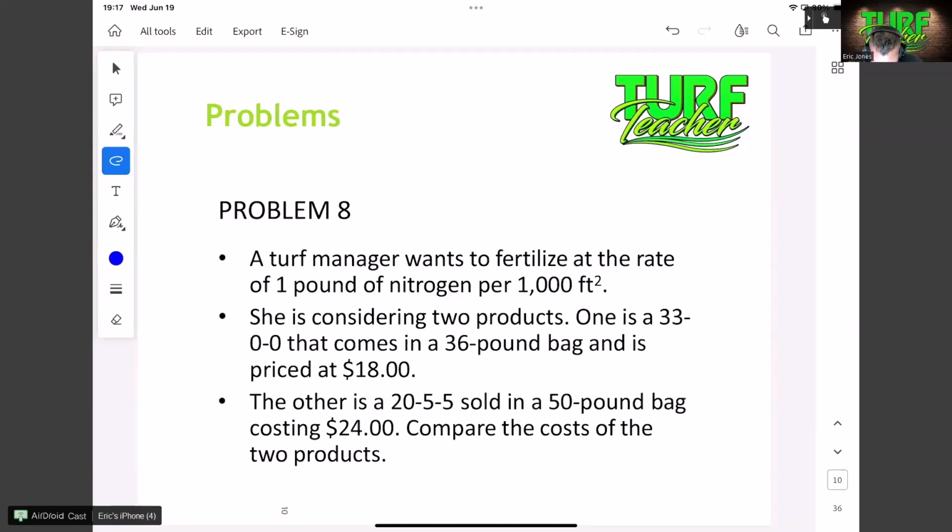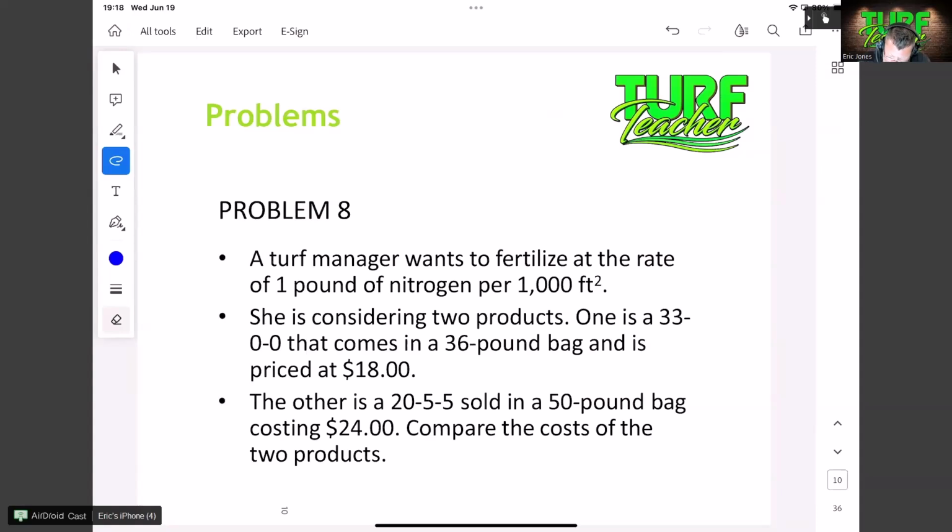Problem number 8. So we're going to try to figure the price of 2 different products. The turf manager wants to fertilize at the rate of 1 pound of nitrogen per 1,000 square feet. She is considering 2 products. One is a 33-0-0 that comes in a 36-pound bag and is priced at $18. The other is a 25-0-0 sold in a 50-pound bag costing $24. Compare the cost of the 2 products.